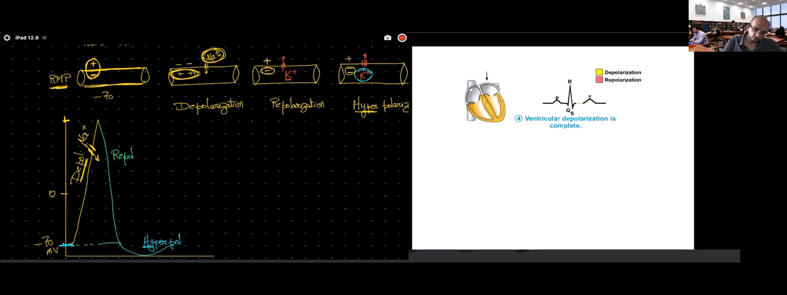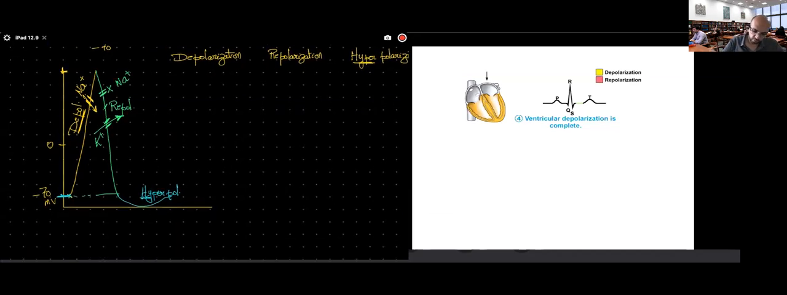During early repolarization, what am I doing? First thing, I closed the sodium channels, and at the same time I opened the potassium channels to allow the potassium out. So two things will take place: I close sodium and open potassium. Here, what channels are still open during hyperpolarization? I still have potassium channels leaking potassium out.